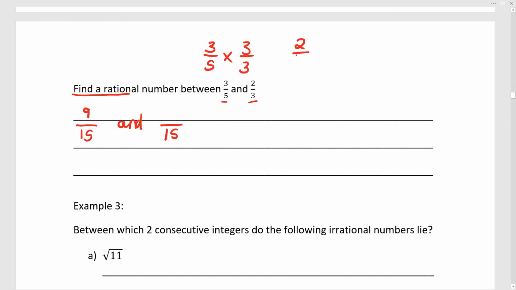2/3, if I change that, I've got to times by 5 at the bottom to get it to 15, so I times the top by 5, and that gives me 10 over 15. Okay, but I'm supposed to find a number between them, and the thing between 9 and 10 would be 9.5, or 9 and various other fractions, and that's not going to give me a rational number, because I need to find something that has a fraction where the top and the bottom are both integers and not fractions. You can't have a fraction within a fraction and then call the whole thing rational. It needs to be rewritten.